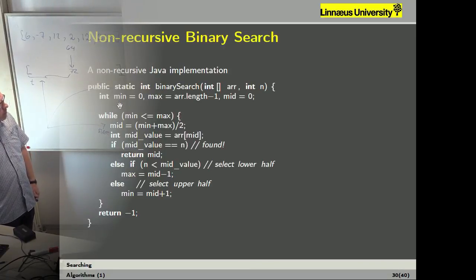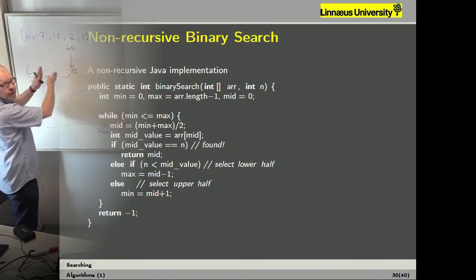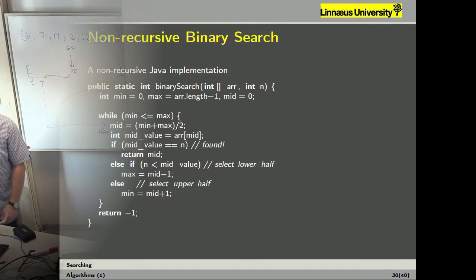And then I say, as long as the smaller index is smaller than the maximum index, I do the following. I find the mid position. If the mid position is the element I'm looking for, we are done. Otherwise, if the element we are looking for is smaller than the mid value, then our new max is mid minus 1. And I'm repeating the loop like this. Did it make sense?